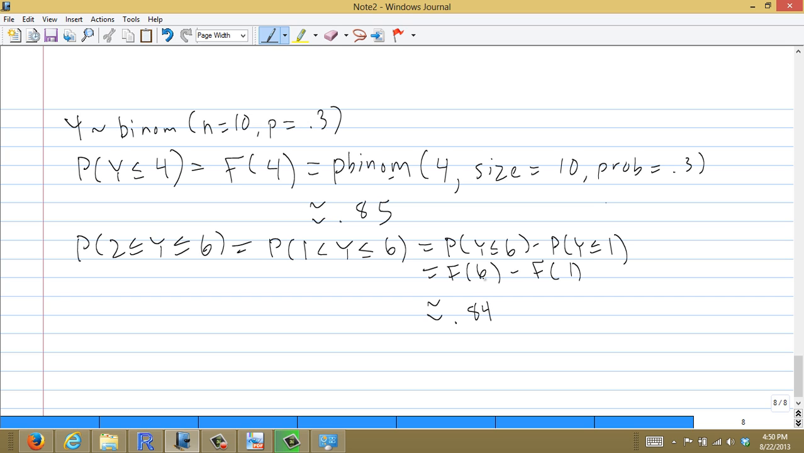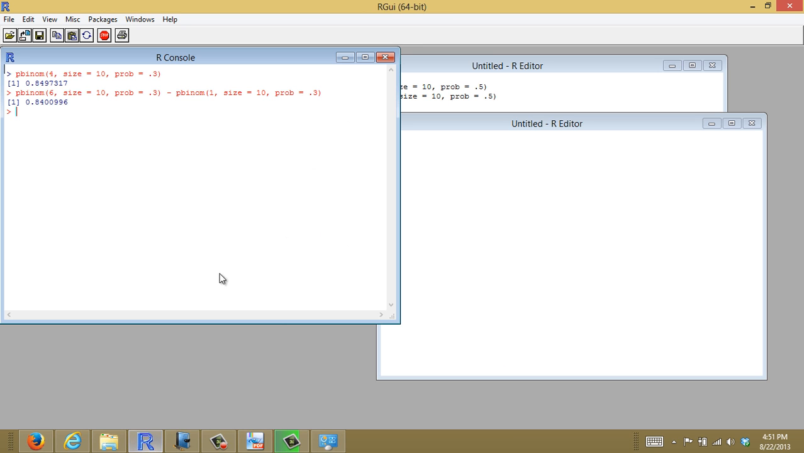An alternative way of answering that second question is that we could actually have added up the individual mass functions for the values of y equal to 2, 3, 4, all the way up to 6. So in other words, this probability is the same thing as the PMF evaluated at 2 plus the PMF evaluated at 3 all the way up to 6. So if we wanted to do it that way in R, we could type in d-binom. So d stands for density, and it also provides the PMF function if it's a discrete random variable.